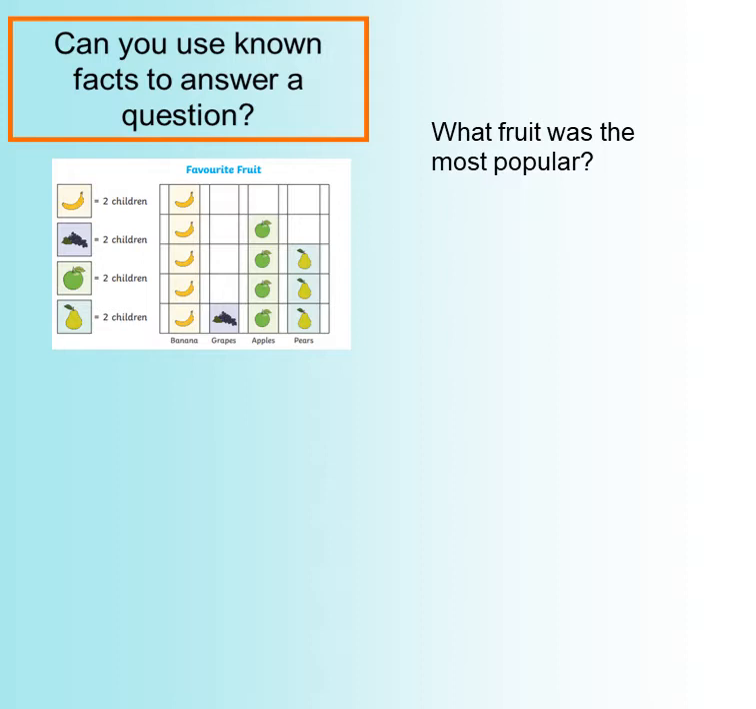So again, I can see 5 pictures of bananas. However, each banana represents 2 children. So I could count in 2s. I could count 2, 4, 6, 8, 10. I could do it that way, or I could write the times table, 5 for 5 bananas times 2 for the 2 children, and that will give me an answer of 10. You've got it. Well done.